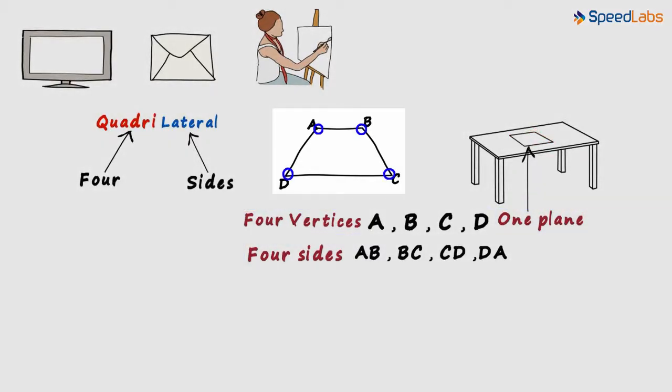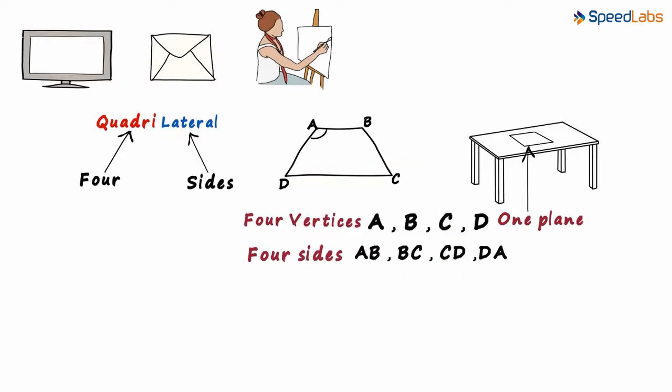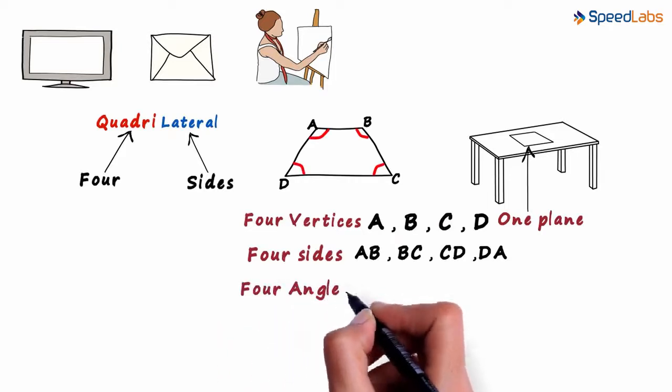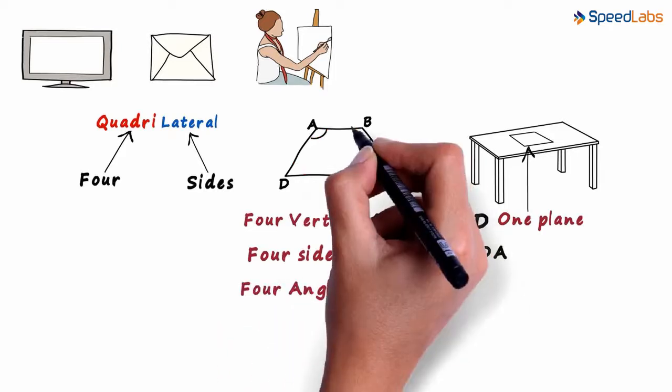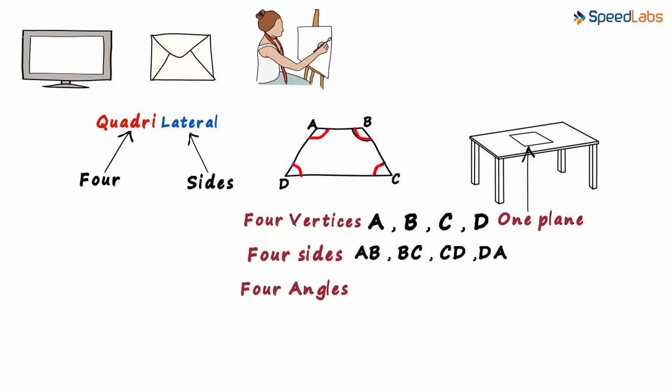Observe that a vertex is formed when 2 sides meet at a point. And what is formed between those sides is called an angle. This is an angle. A quadrilateral is also defined by its angles. It has 4 angles. Apart from the one we marked, this one, and this one. These are the 4 angles formed in a quadrilateral.